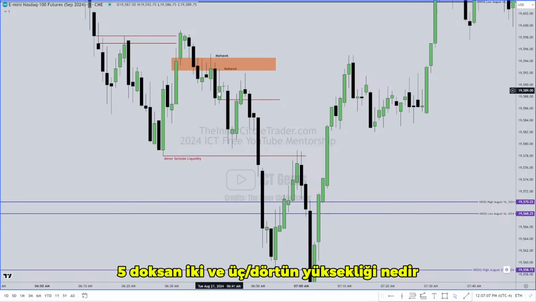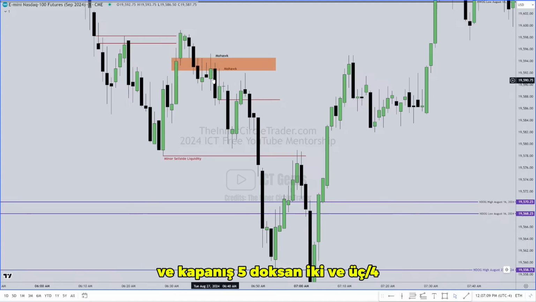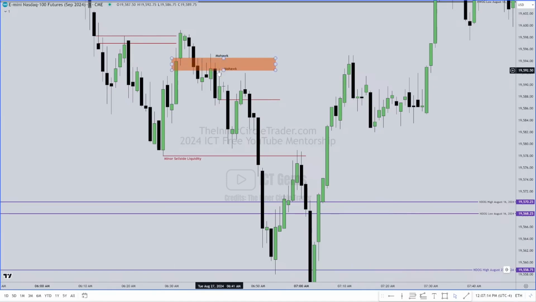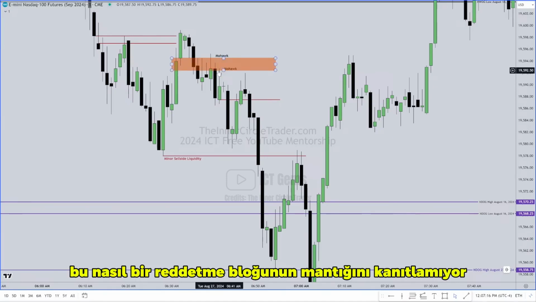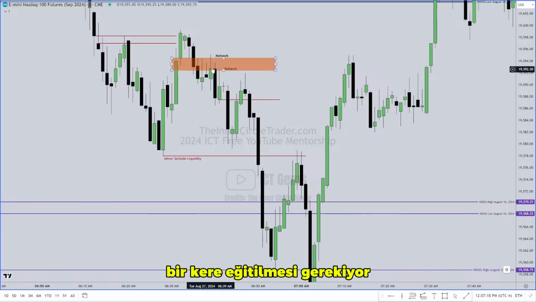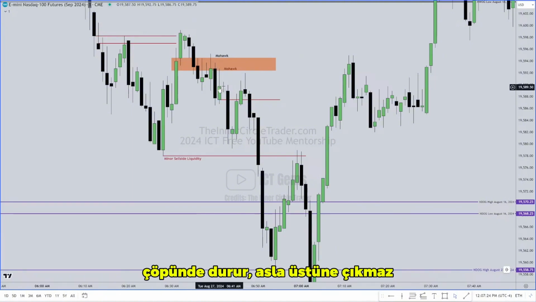What's the high of that? 592 3/4, and the close is 592 3/4. So it just tagged it right there. How is that not proving the logic of a rejection block? It needs to be traded to one time, and then if it's good, it should not go back there again. And here it is. It stops dead in its tracks. It never goes above it.